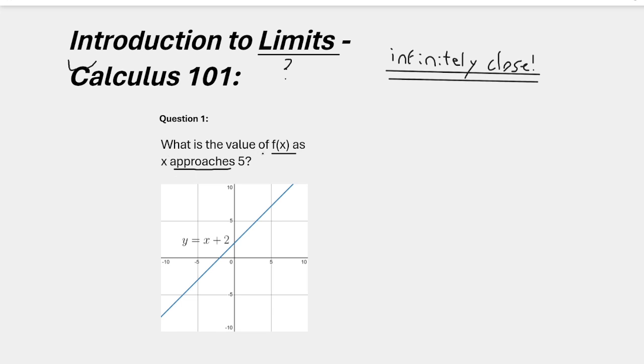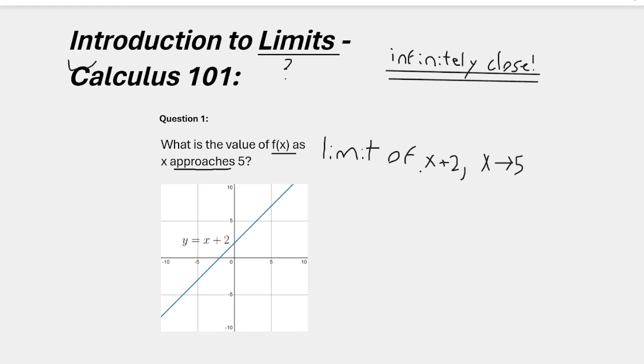Well, returning to the question itself, we have f of x as x approaches 5. And we can recognize this from what we covered earlier as being effectively a statement of a limit. So what we're evaluating here is the limit of f of x as x approaches 5. So let me just write that down really quick. Lovely. Isn't that much better?